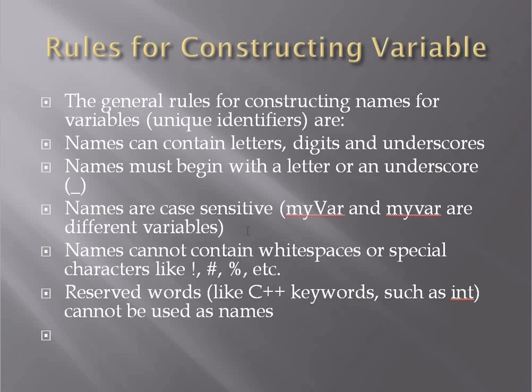Underscore is possible to use here. Names are case sensitive, which means if you write the variable name in capital letters, you have to use it in capital letters. If you write a variable name in small case, you have to use it in small case. For example, myVAR with a capital V and myVar with a small v. Here there are two different variable names, because it is case sensitive. Uppercase and lowercase are very important in a variable name.